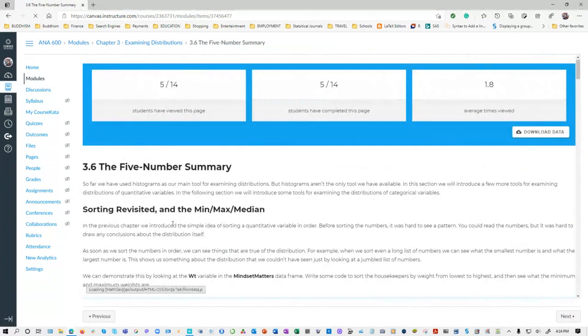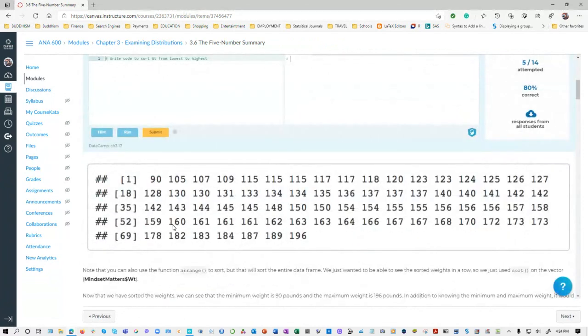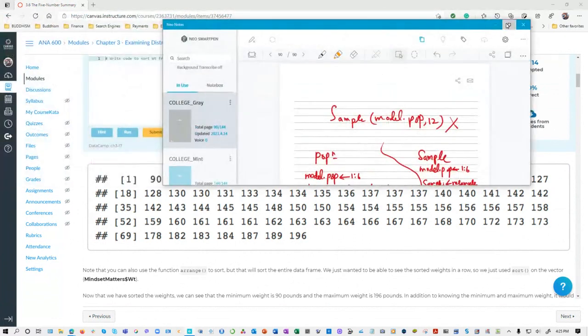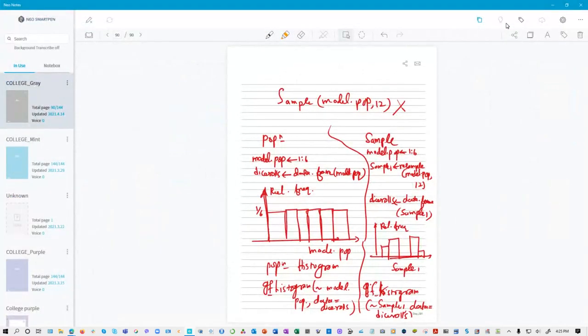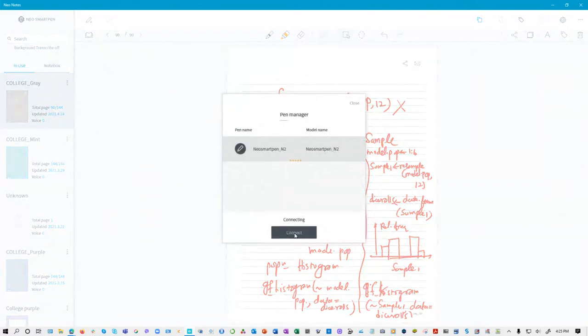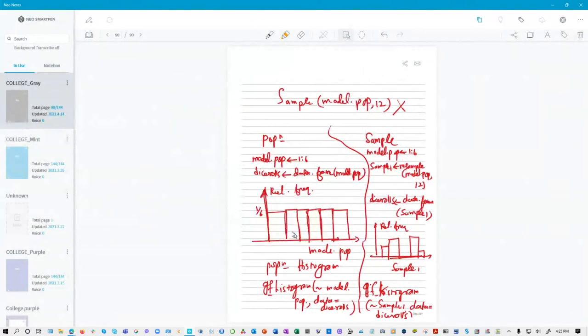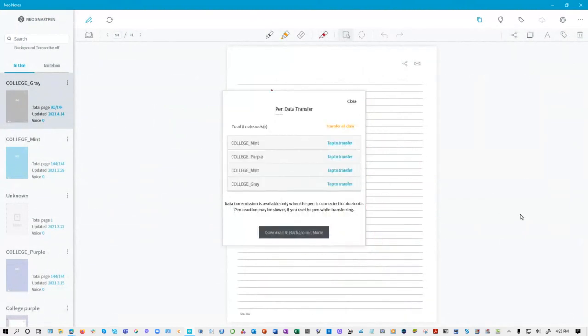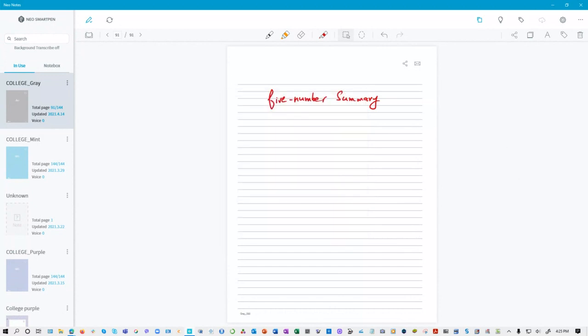Okay, we move on. Now the five number summary. Five number summary, very easy. Five number summary means, in a given data set, that would be the minimum value. It's called the minimum value. Call that one min.